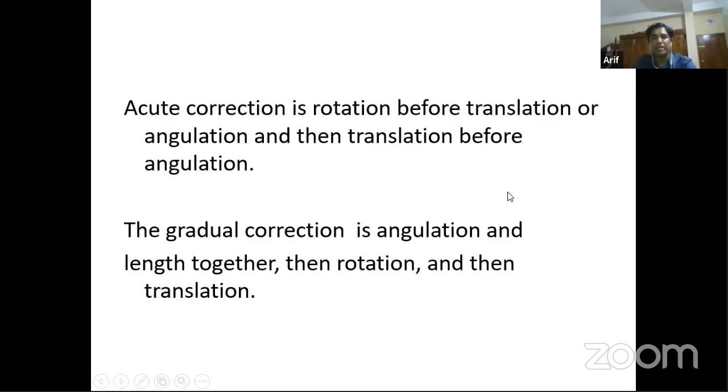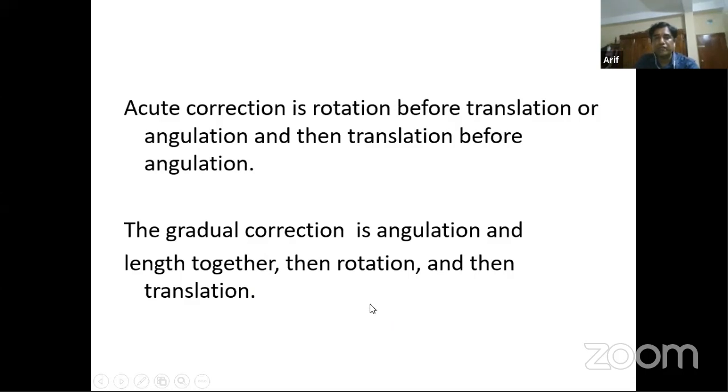You can manipulate it. Usually in Ilizarov, we correct it gradually. But acute correction is usually done by different hardware-based internal fixation methods. If you do it wrong one time, you cannot correct it properly. So the gradual correction in Ilizarov is usually safe.